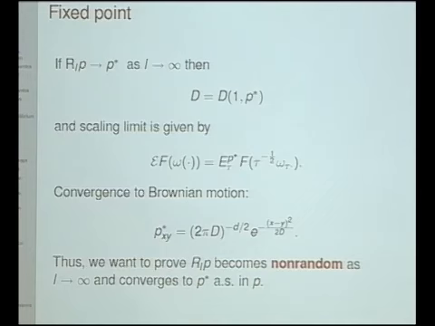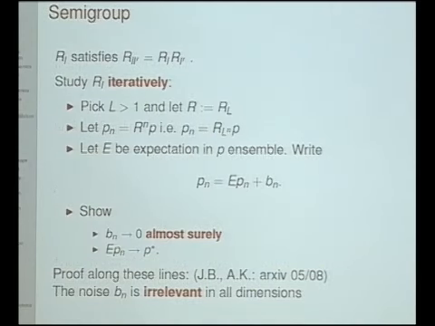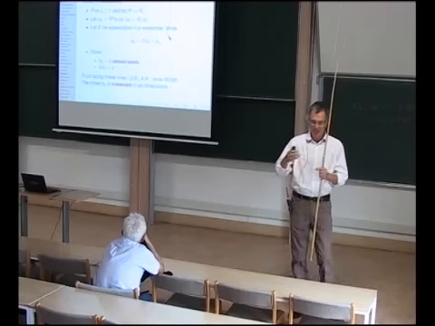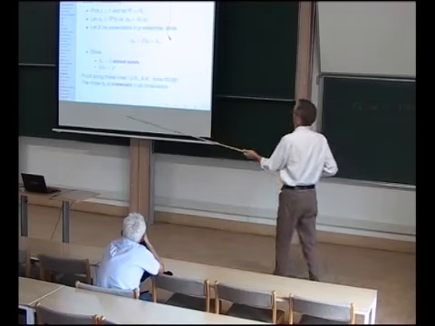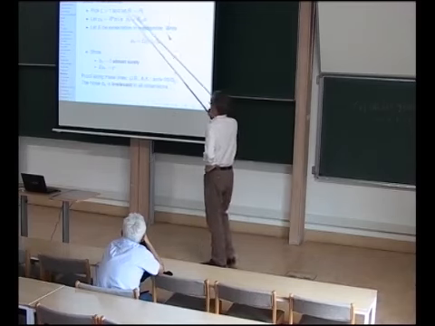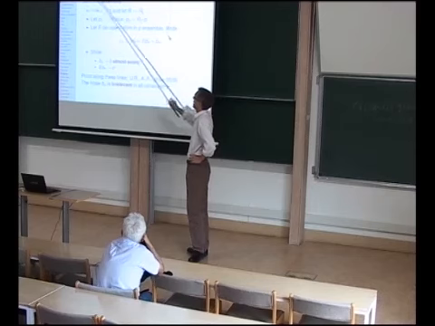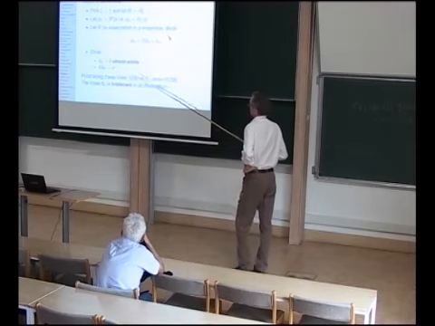So what we want to prove is that these guys become non-random as L goes to infinity, as the scaling parameter goes to infinity, and they converge to P star independently of what realization of the randomness you take. So far I'm just going along a list of tautologies, just reformulating the problem. Everything is now in understanding how these P's behave. And the way to do it is, of course, not to try to do it immediately at L going to infinity, but to do it step by step.